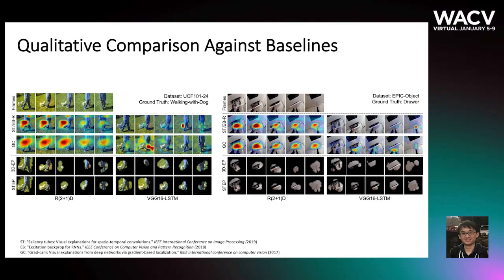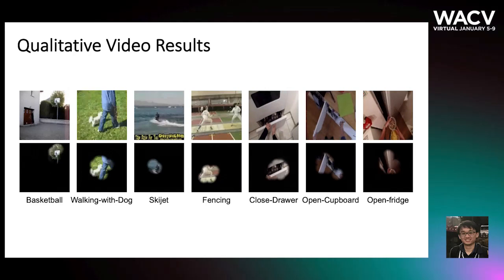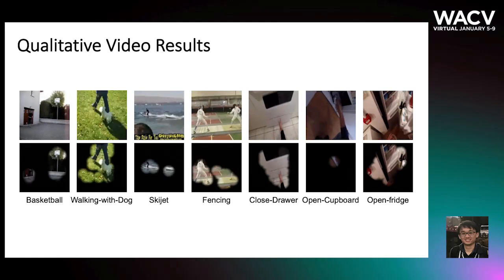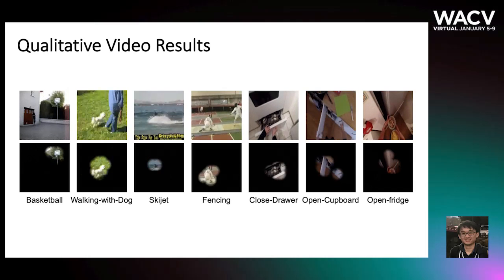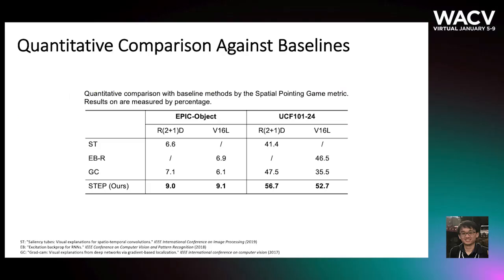For the experiment, it can be seen that on two data sets and two models, our method STEP can well locate the key regions and give different but consistent masks for different frames. Here we show more visualization results of STEP in the video form. Qualitative experiments also demonstrate superior results compared to the baseline methods.